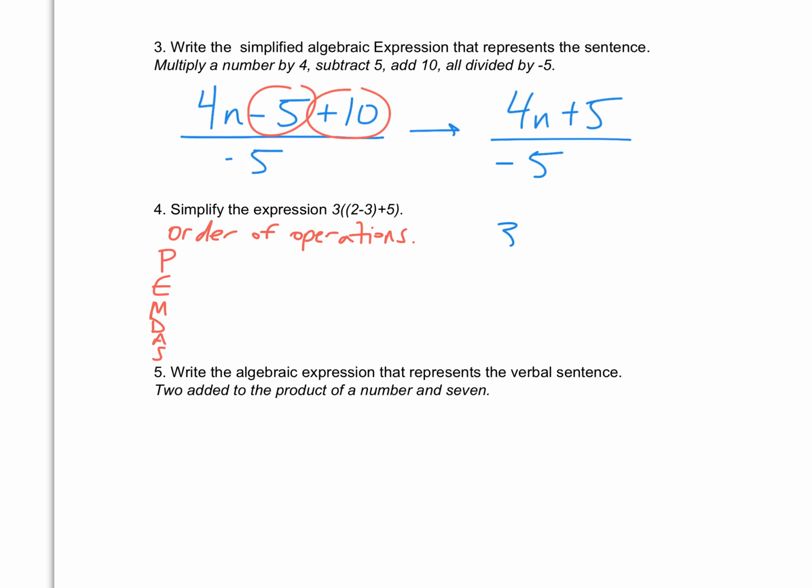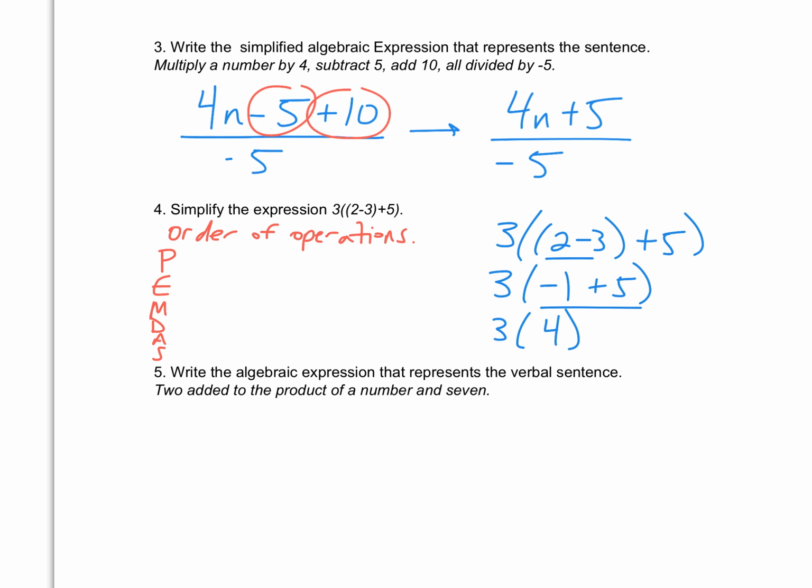If I write this off to the side, I want to start with parentheses. Well, I actually have parentheses within my parentheses, so let's start with the inner ones first. So I've got 3, and then 2 minus 3 is negative 1. Next, I have these parentheses, so 3 and negative 1 plus 5 is 4. And then finally, 3 times 4 is 12. So remember, order of operations for that one.